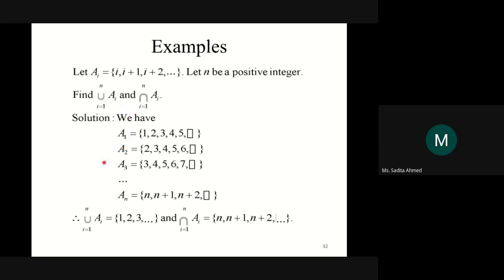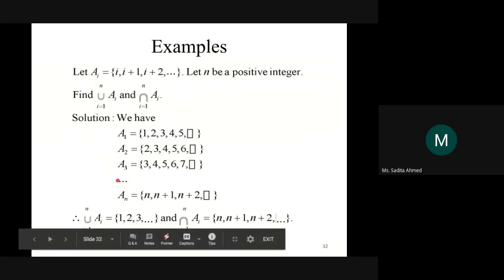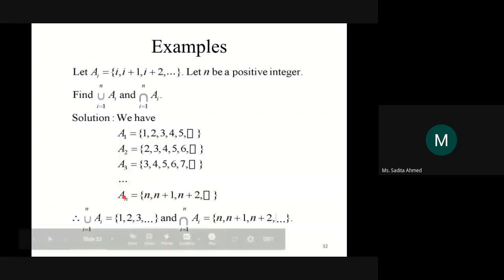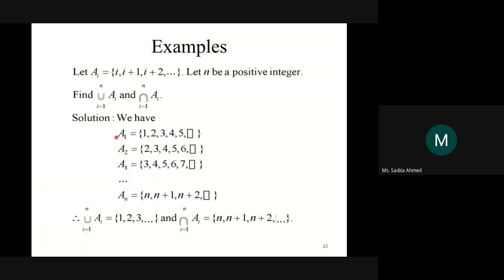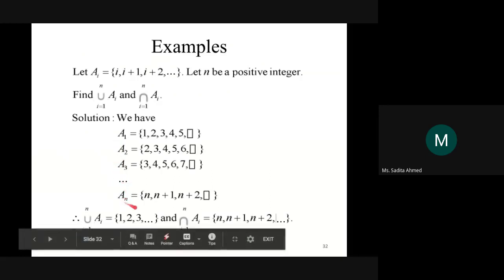For n equal to 4, for example, what are the sets that you would have? A1, A2, A3, and A4, where for A4, n is equal to 4, so we'd have 4, 5, 6, 7, and so on until infinite. Similarly, if n were equal to 100, then before this you'd have 99 sets, A1 through A99, and then you'd have A100, that is the last set, and inside it would be 100, 101, 102, and so on.